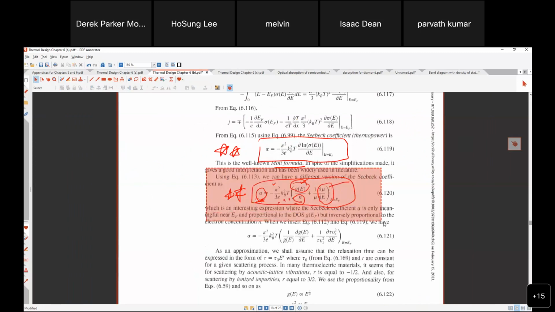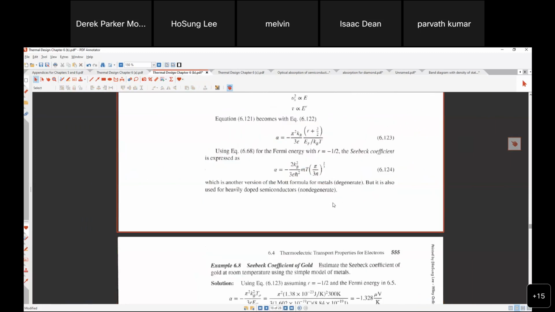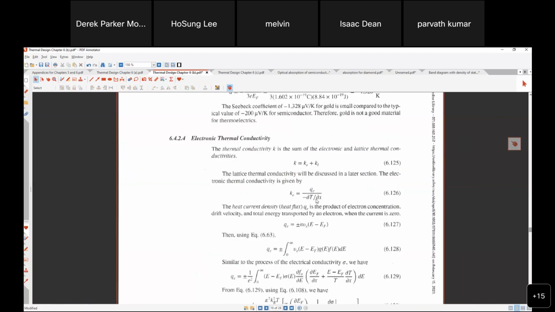This is what happened. Okay, now we understand the Seebeck. This is a very rough model, and we assume the matter, but still it tells us something. Now, the better idea is a power law.